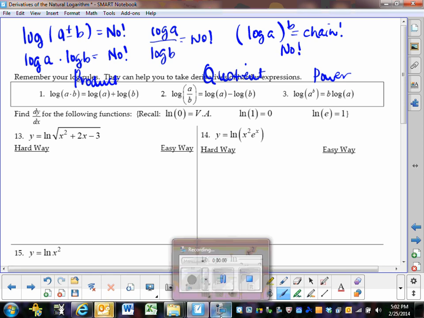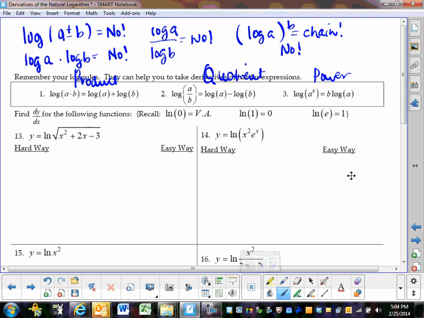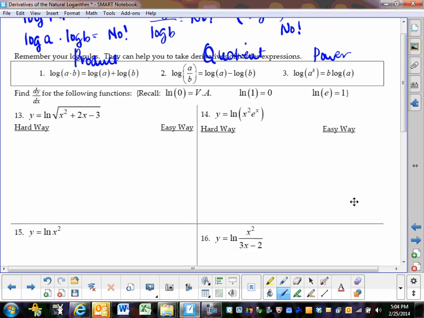So there is absolutely no way to simplify log of a plus or minus b. There is no way to simplify log of a times log of b. There is no way to simplify log of a divided by log of b. And there is no way that you're going to simplify log of a all raised to a power. That's a chain, so there's no simplification for that.